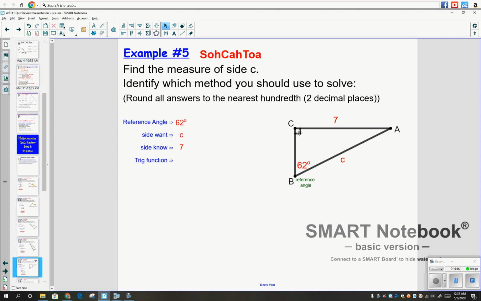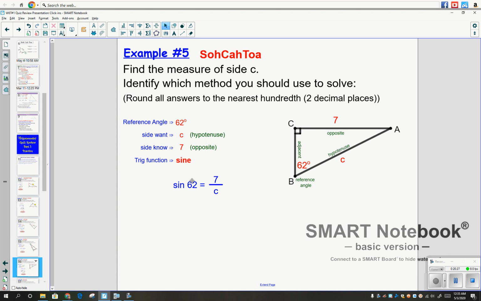Well, which ones are they? C is across from the right angle, so that's my hypotenuse. 7 is the leg that is across from the reference angle of 62, so that's opposite. The side I don't know, that would be my adjacent. So the side I want to know is that hypotenuse. The side I know the measure of is my opposite side. Which trig ratio uses opposite and hypotenuse? Sine. So sine of 62 equals the ratio of 7 over c, because it's the ratio of the opposite side over the hypotenuse.